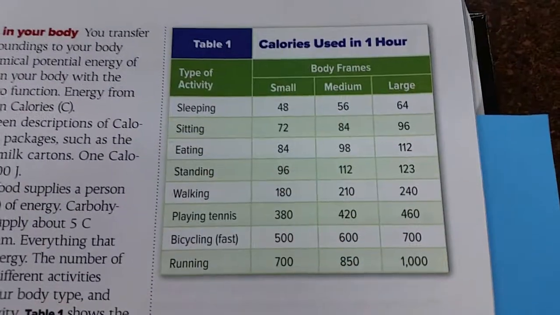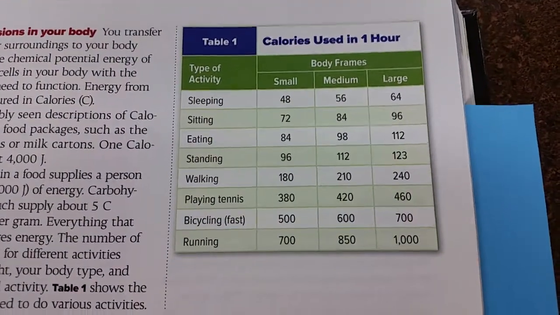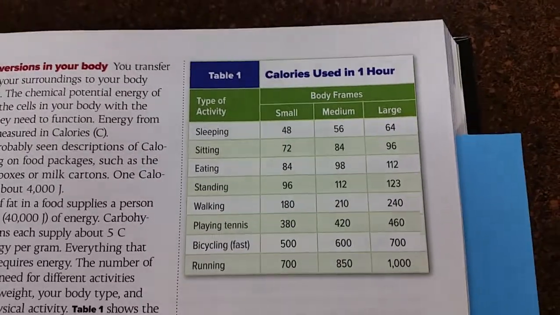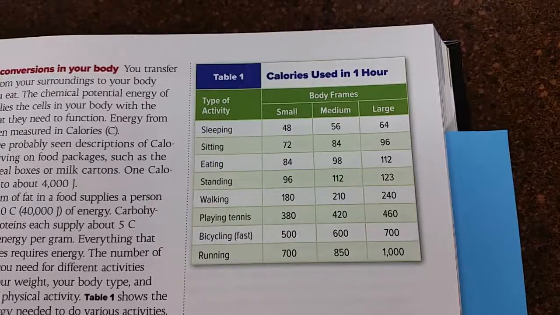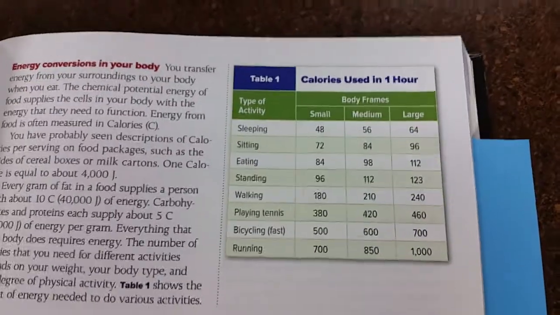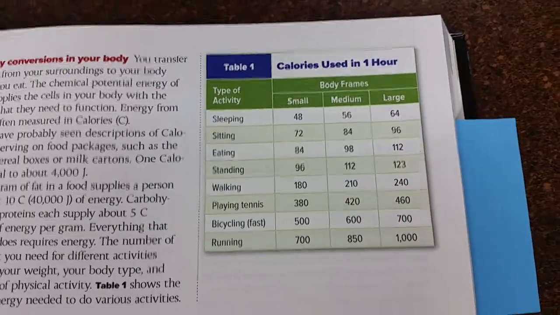But we can kind of see some of the differences here. Even sitting burns about 84 calories per hour. If we have a 2,000 calorie diet, that's about 84 calories per hour. So just sitting would do that.